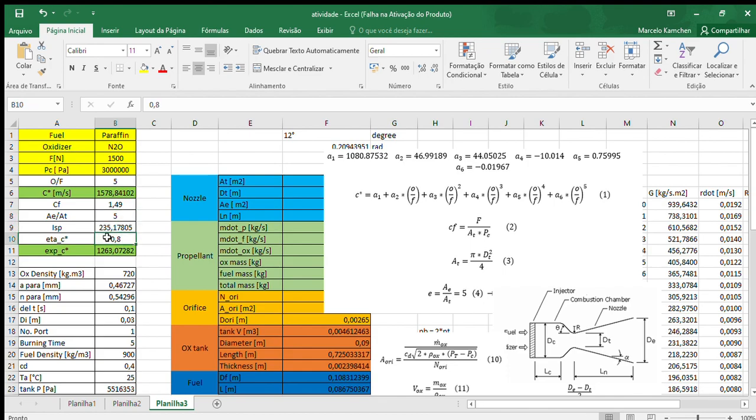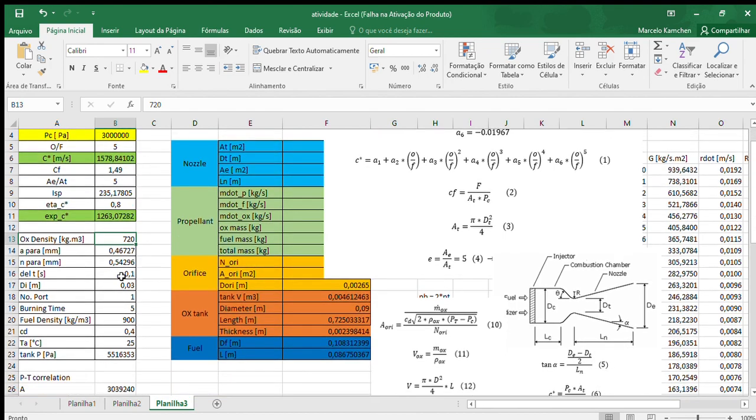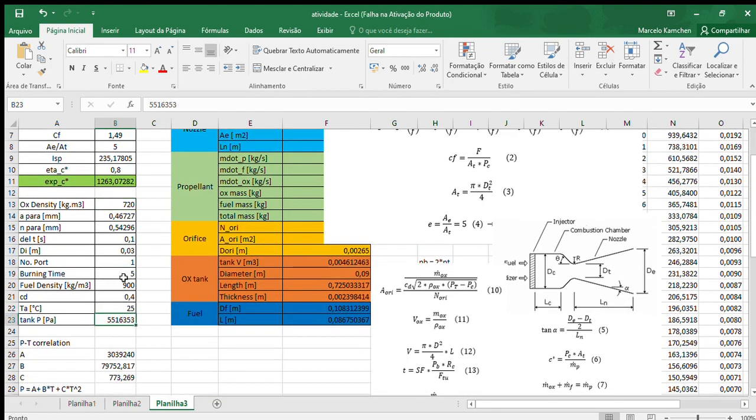The oxidizer and fuel data are as follows. The tank pressure is about 55 bar. The initial port diameter is 0.03 with a time step of 0.1 seconds and a burning time of 5 seconds.